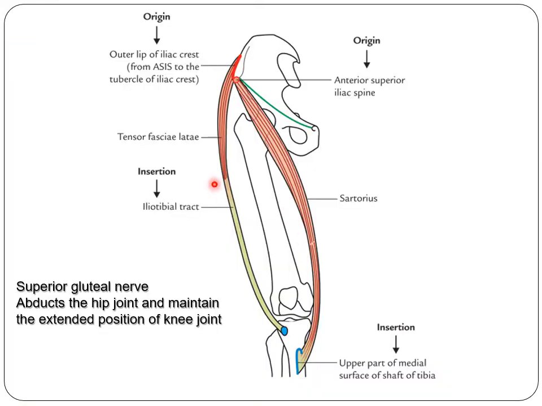So this one is the origin of the tensor fasciae lata, from the outer lip of the iliac crest, from the anterior superior iliac spine to the tubercle of the iliac crest. Here is the iliotibial tract, the insertion of the tensor fasciae lata at this portion. It is supplied by the superior gluteal nerve. Its action is to abduct the hip joint and maintain the extended position of the knee joint.